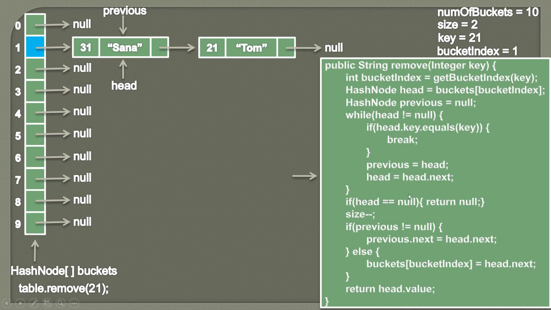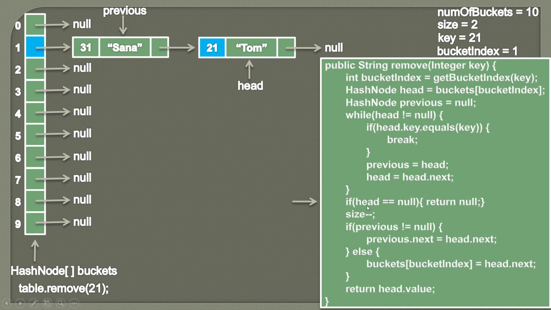And now we simply move head to its next position by assigning head.next to head. So head.next is pointing to this node. So via this link, head will now point to this node. Head is not equal to null. If head.key equals the key which we want to remove, so head.key is 21 and 21 is equal to 21. So this condition comes out to be true. And here we know that we have found our key which we want to remove. So we simply break from this while loop.